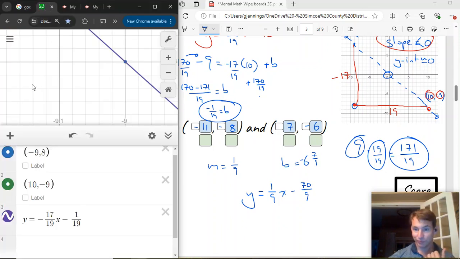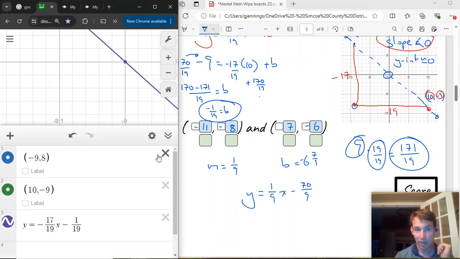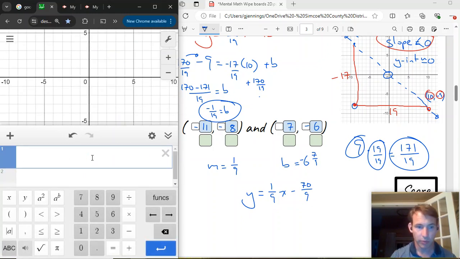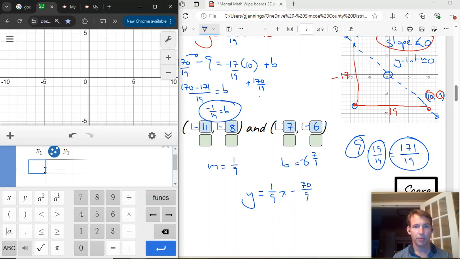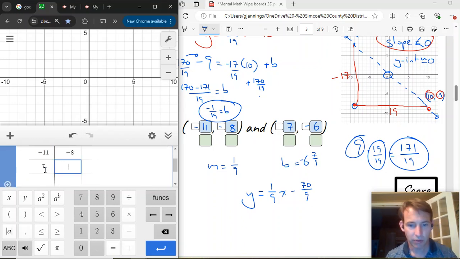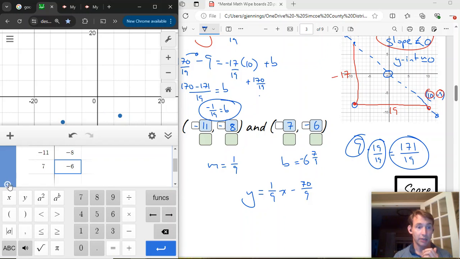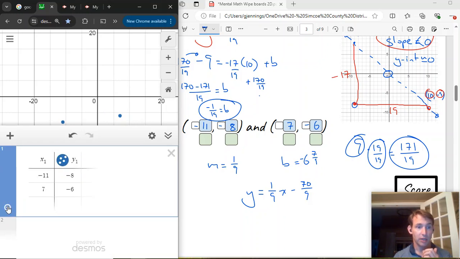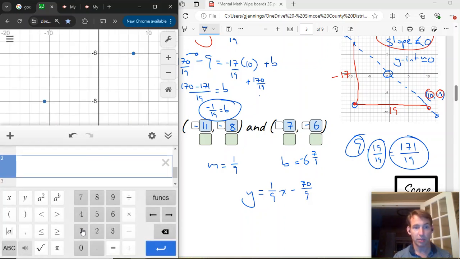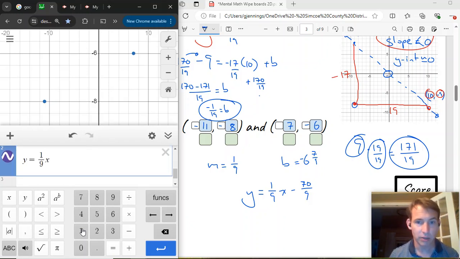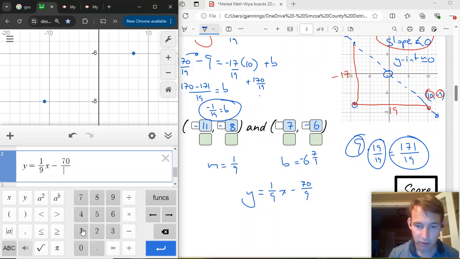And then let's check it. I'm not doing anything different than what I did on paper, but because I've done a lot of these on paper, I can now do them in my head. Let's go. So here's another way you can put in your points. Just enter a table, and we can go negative 11 for x, negative 8 for y, 7 for x, negative 6 for y. I did visualize this in my mind, and it looked rather a lot like that. If you hit the zoom fit button, it will zoom to those points, and then just type in your equation. Y is equal to 1 on 9x, the x should be upstairs, minus 70 on 9.